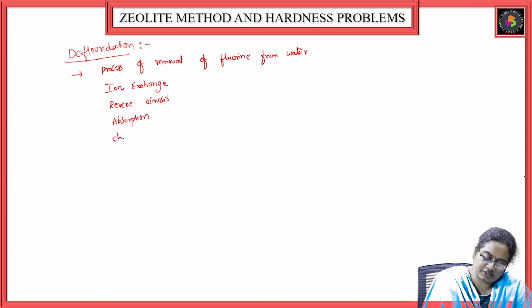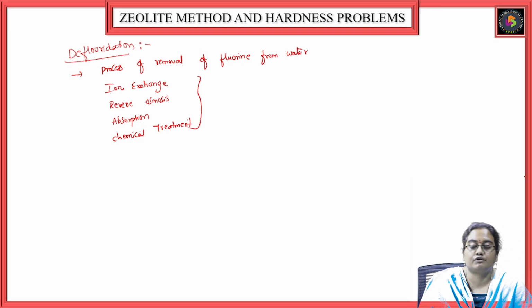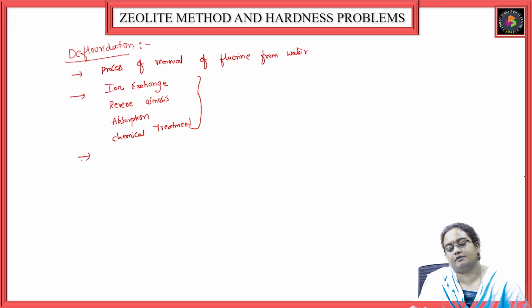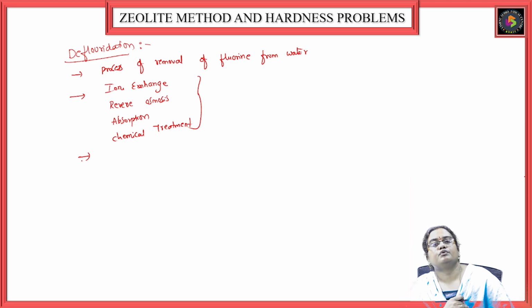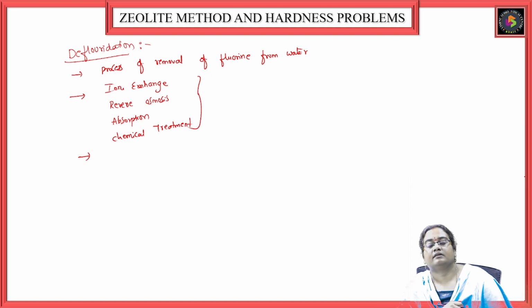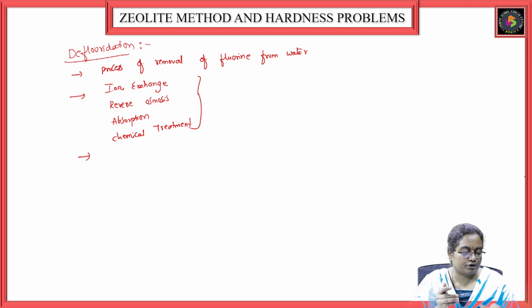Next one is chemical treatment. So these are the various methods we have to remove your fluorine. Next, if fluorine is present in water, what will happen? In some areas, we are going to observe bow legs like this. The legs will be in the bow shape, and the tooth of the person is yellow in color. Why is this happening? It is because of your fluorine only.